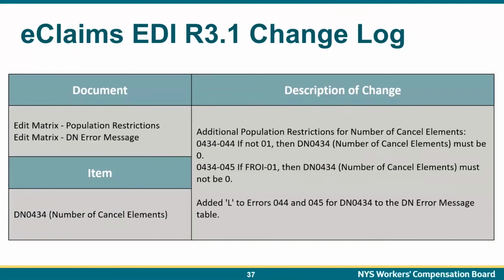For eClaims change log number 58, we modified a population restriction and a DN error message. This was for DN434, number of cancel elements. There's an additional population restriction for number of cancel elements, and that error 044. If not the 01 cancel, then number of cancel elements must be 0, and the 05 error there, if the 01, then number of cancel elements must not be 0. We also added L to errors 044 and 045 for DN434, number of cancel elements, to the DN error message table.